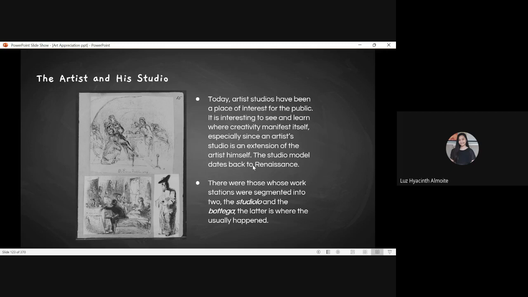So the studio model dates back to the Renaissance, wherein artists flexed their relationship with their patron as a site where negotiations and artworks were made. There were those whose workstations were segmented into two. First is the studiolo and the bottega. So when you say bottega, this is where the work usually happened. Apprentices studied under masters, assisting with manual tasks or the preparation of the painting surfaces.